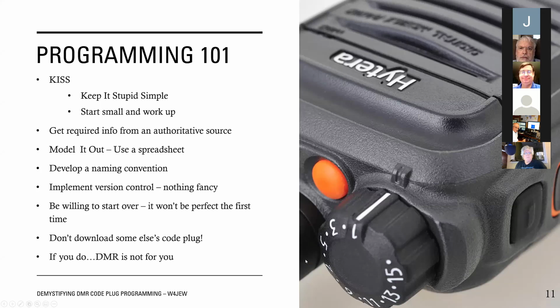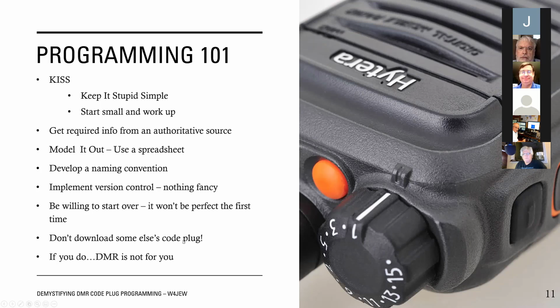But the funny thing is, my code plugs used to be pretty crazy and have lots of channels and contacts. I use 2 talk groups. I use Georgia Statewide and Atlanta Metro, 2. I stopped adding all the other ones. That doesn't mean you shouldn't, but keep it small.